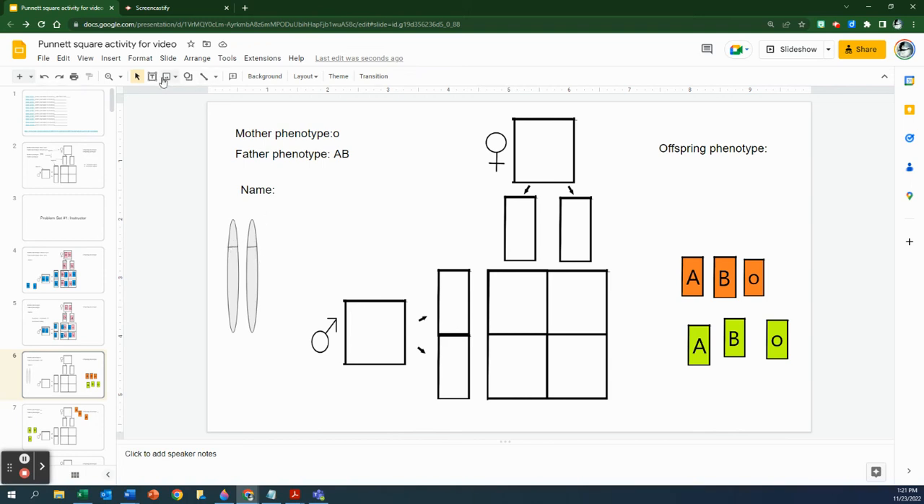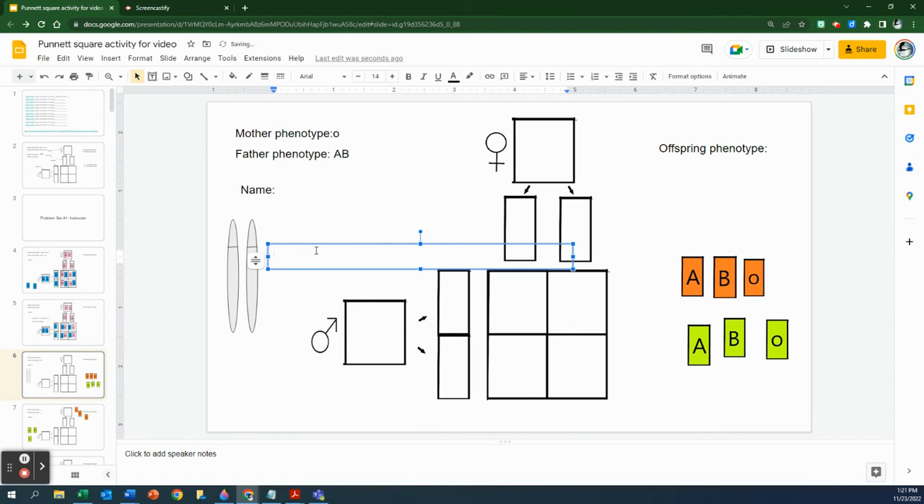Now, whatever is on this locus, the value that this locus can take on in this particular instance is A, B, or O.